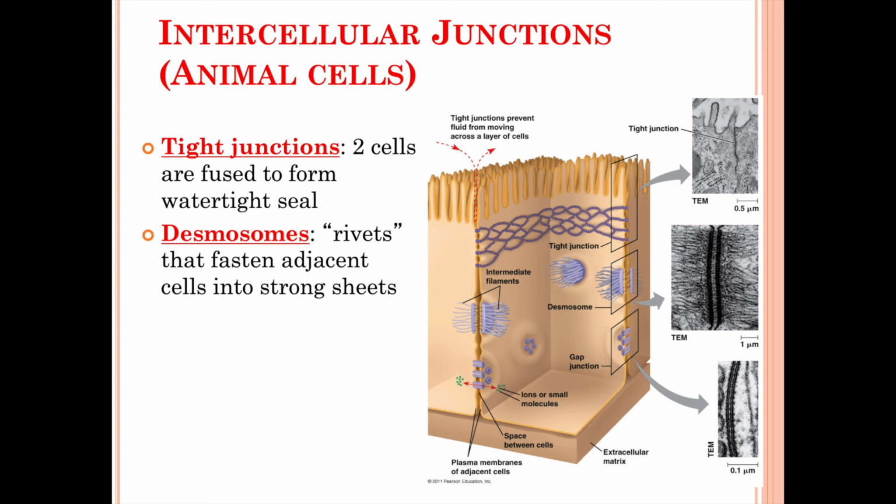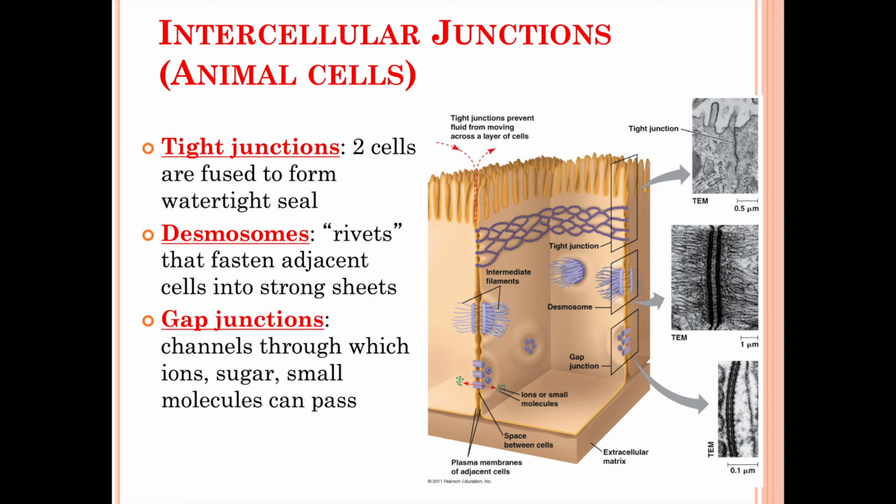Desmosomes are the rivets. Some of you may have a pair of jeans, and the jeans often have these little metal button-like things because the material that jeans are made of can be kind of tough, and so you might need some sort of metal buttons to hold them together. At least in the olden days they did. You can see desmosomes in this picture, and again they're also proteins, and they help to fasten adjacent cells together so it forms a really strong sheet.